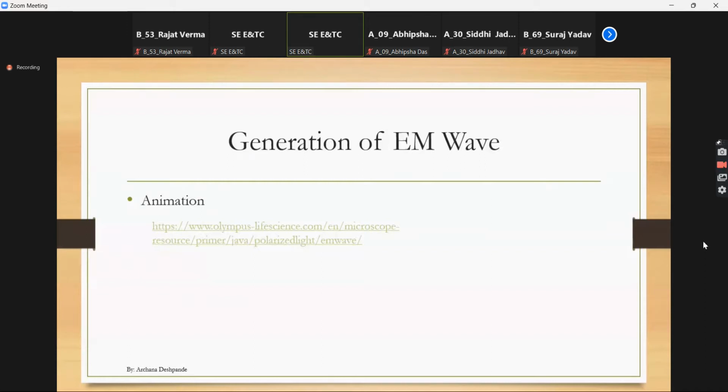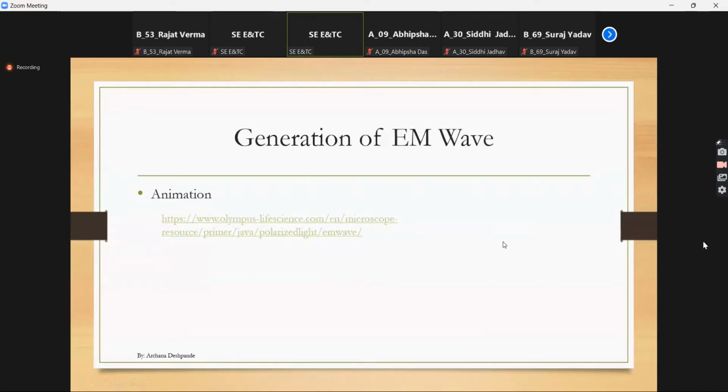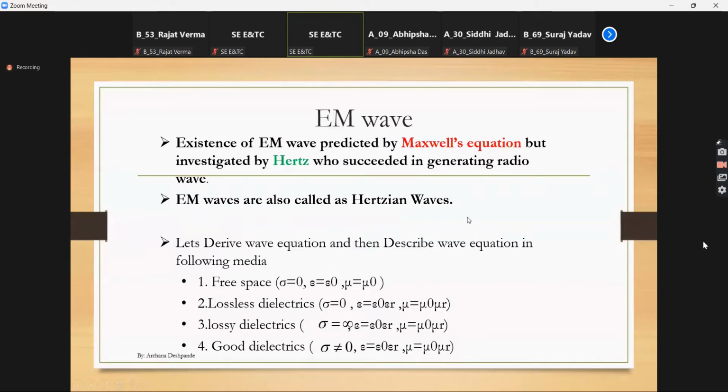Let me come to the slide again. So this EM wave, Maxwell did all the mathematical combination of all the equations, and he mathematically proved that the existence of EM wave is possible. Later on, these particular equations were investigated by Hertz, and he experimentally could transfer the data or the signal from one end to another, and these waves are also called the Hertzian waves, because he tried it experimentally for the first time.